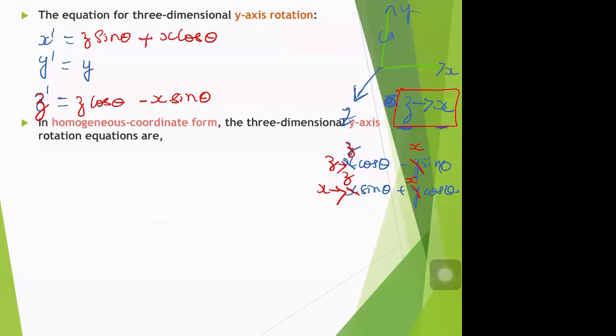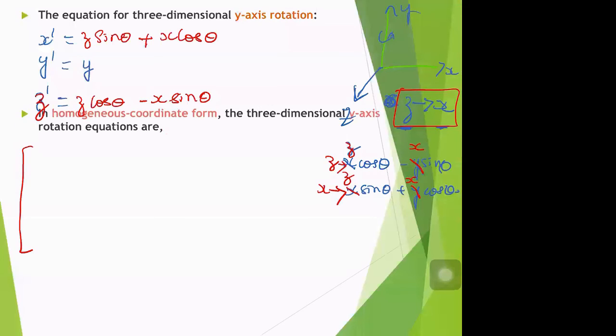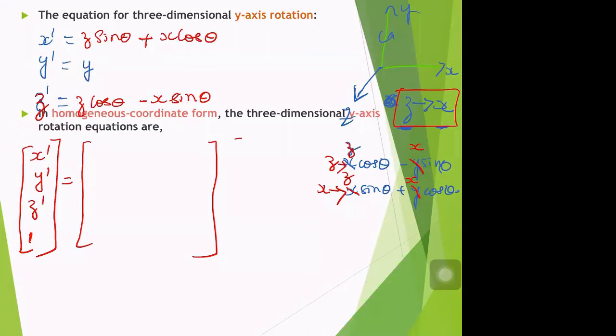X dash, Y dash. I'll just wait. You just complete once and then check with my answer whether you could write this matrix properly. X, Y, Z, 1. Try to write.